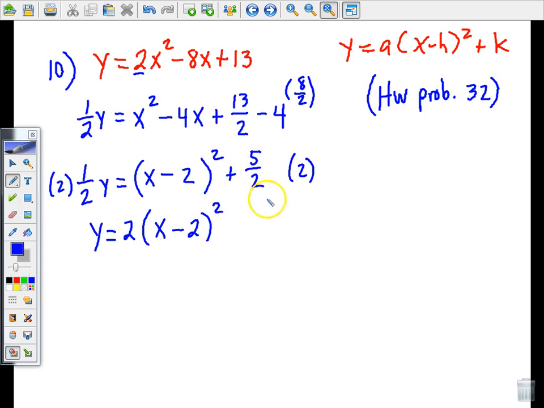And if I multiply 5 halves times 2, I get just 5. Okay, 10 over 2, which is 5. And the vertex would be the ordered pair 2, 5. Okay, so that wasn't too bad. Just a temporary adjustment so that we can go through this little completing the square process, and then we'll put it back to get to our final answer.